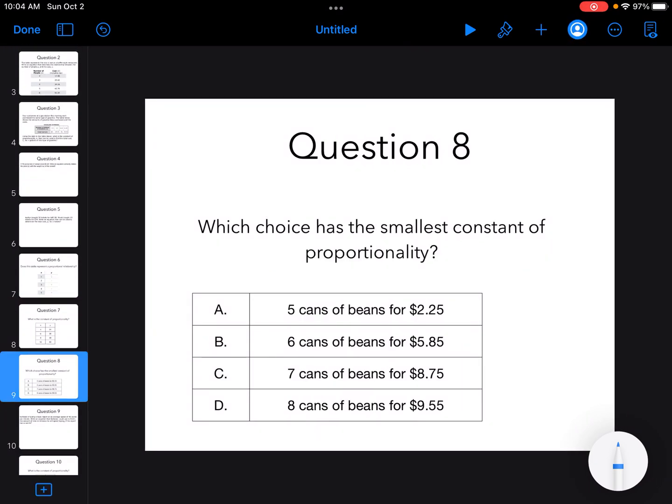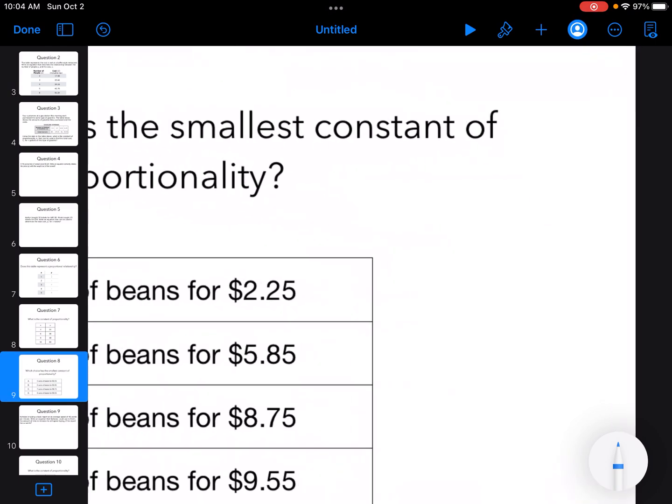Which choice has the smallest constant of proportionality? So that means for 1 can of beans. So I'm going to do $2.25 divided by 5, and I get 45 cents.